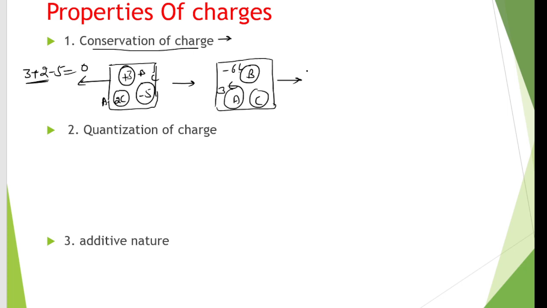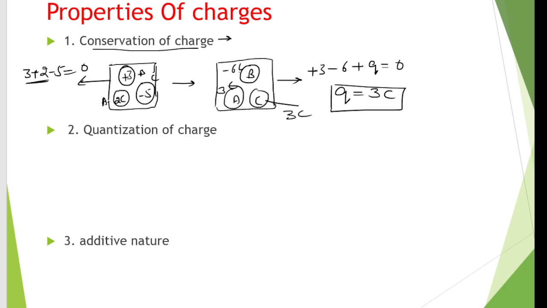First, the charge on body A is 3 coulomb, the charge on body B is minus 6, and let the charge on body C be Q. The sum of these should be equal to 0. From here we can calculate the charge on body C. 3 minus 6 is minus 3, and taking it to the other side, Q will be equal to 3. So the charge on body C should be 3 coulomb.